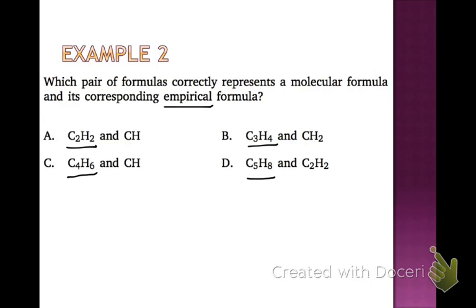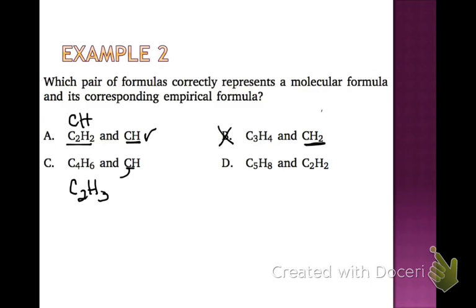Alright, so let's take a look at A. C2H2, we can reduce down C2H2 to CH. So this is the correct empirical formula for this molecular formula. Let's take a look at B, C3H4. We can't reduce that down any further, so that would not be equal to this as an empirical formula. For C, we have C4H6. This can be reduced down to C2H3, which is not equal to this one, so that's not a choice. And then D, C5H8. That cannot be reduced, and this would not be the molecular or the empirical formula for it. So A is our correct choice.